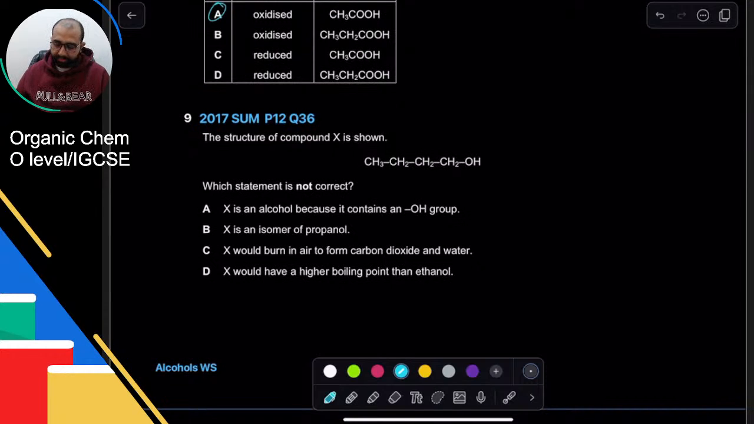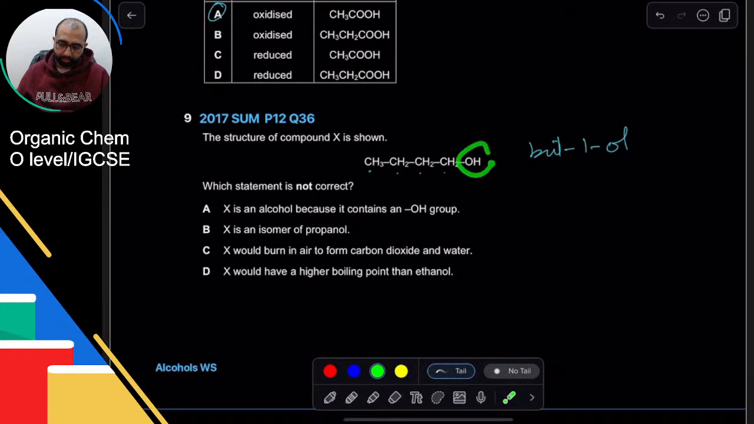The structure of compound X is shown. What do we have here? We have 1, 2, 3, 4 carbons with OH on one side, so this is but-1-ol. Can I have isomers of this? Yes. I can move the location of OH from here to the second carbon, and that will be an isomer. Can I move it to the third carbon? Sure, but will it be an isomer? No, because whether it is on the second carbon from the right side or from the left side, it will be the same thing, not isomers. So OH can be here or here, and they are the isomers we're looking for. X is an alcohol because it contains an OH group. That statement is fine, and the question asked for the one that is not correct.